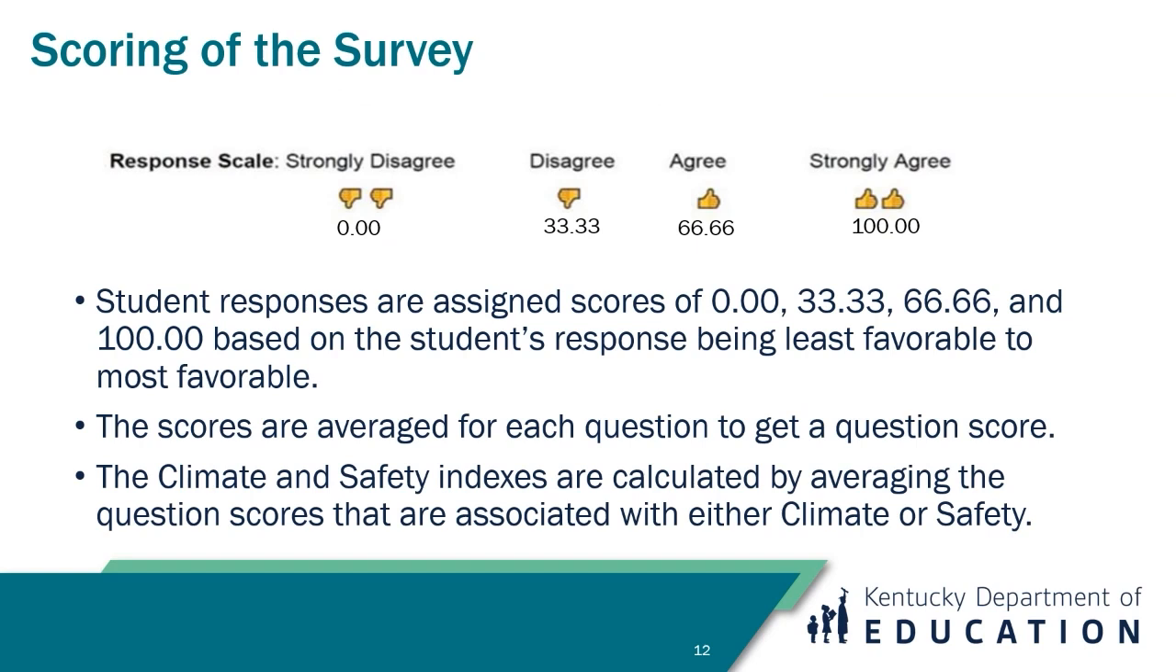How is the QSCS scored? Students are assigned scores of 0.00 for strongly disagree, 33.33 for disagree, 66.66 for agree, and 100.00 for strongly agree. They are averaged for each question to get a question score. The questions are then categorized into either climate or safety, and the scores are averaged into an index.